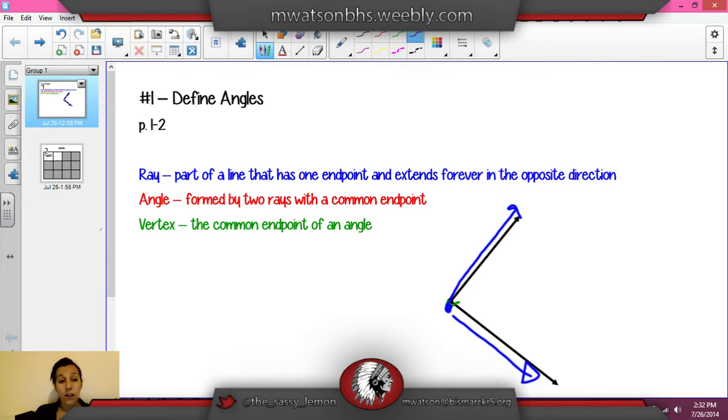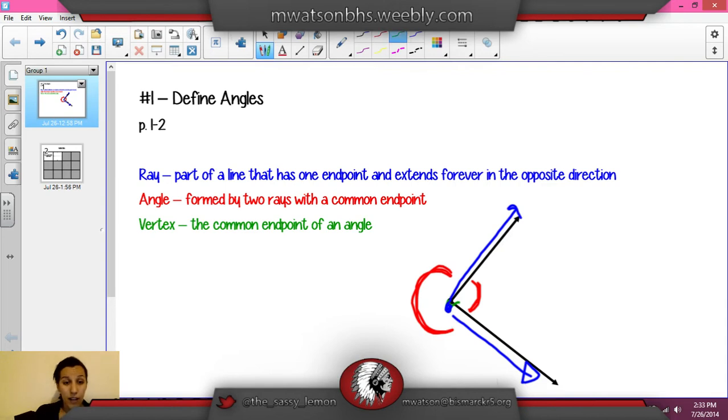Now, our second word is an angle, and an angle is formed by 2 rays with a common endpoint. So you can see here we've got 2 rays and they have the same endpoint. That means that it forms an angle. And this is probably the angle we're all looking at and realizing is there. However, you do need to realize that there's another angle. This angle on the back side that's greater than 180 degrees.